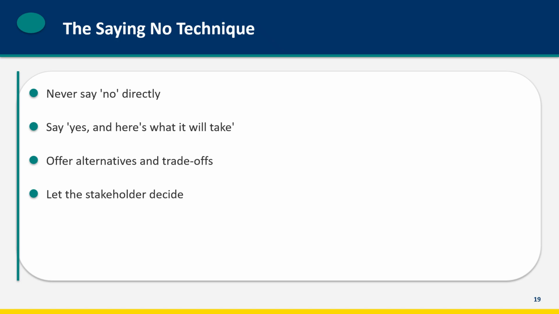We could defer this to phase 2. Then let the stakeholder decide. Often, faced with the true cost, they'll either withdraw the request or choose a cheaper alternative. You've maintained the relationship while protecting the project.